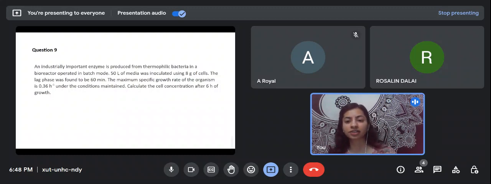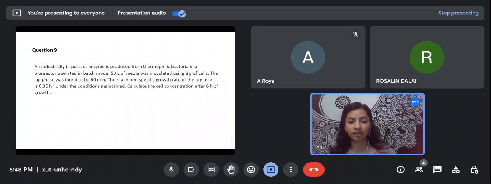Okay. So as I was saying, an industrially important enzyme is produced from thermophilic bacteria in a bioreactor operating in batch mode, and 50 liters of the media was inoculated using 8 grams of the cells. So the lag phase was found to be 60 minutes. The maximum specific growth rate of the organism is 0.36 per hour. Under these conditions, calculate the cell concentration after 6 hours of growth.